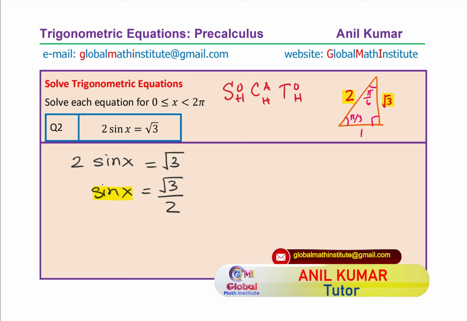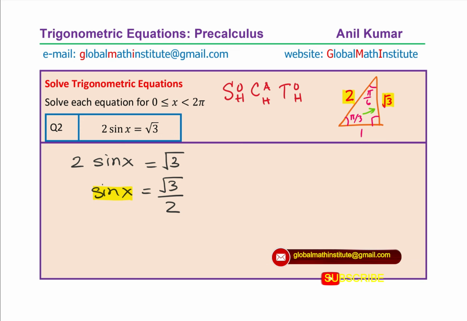So we're looking at the opposite side being square root 3, and therefore we can see very clearly that opposite to pi by 3 is square root 3. And once again, we have the solution for us, the related acute angle being pi by 3. But what is the other angle?